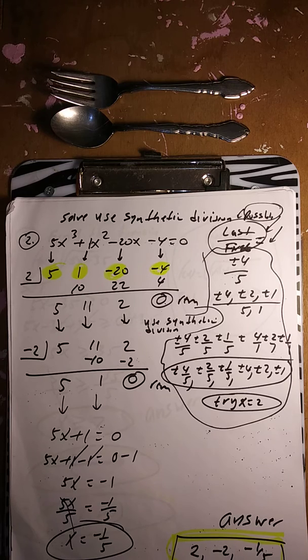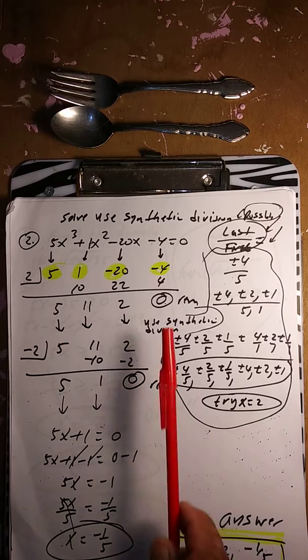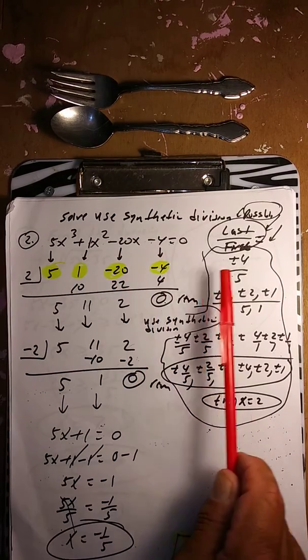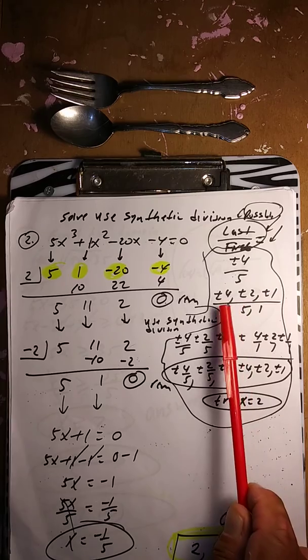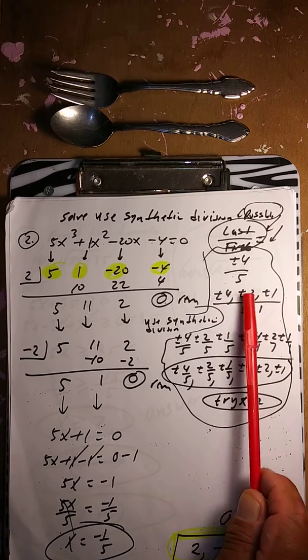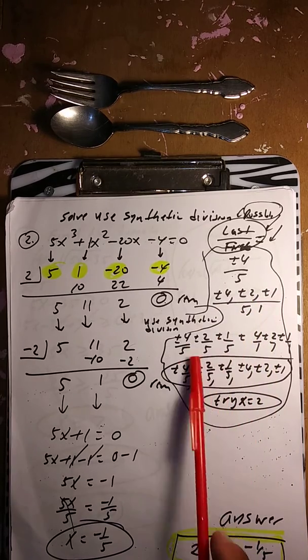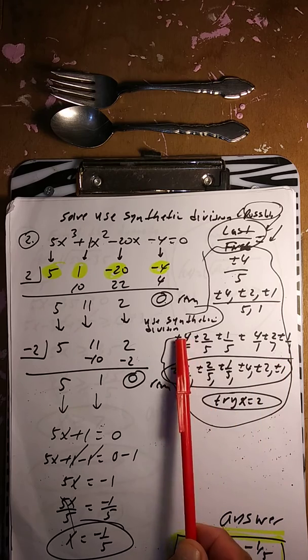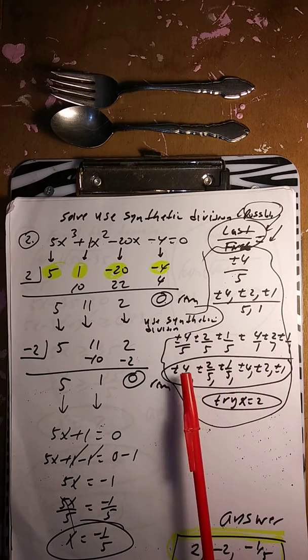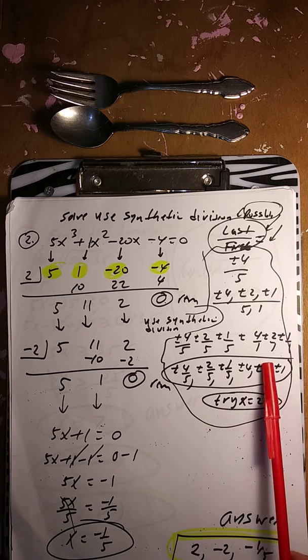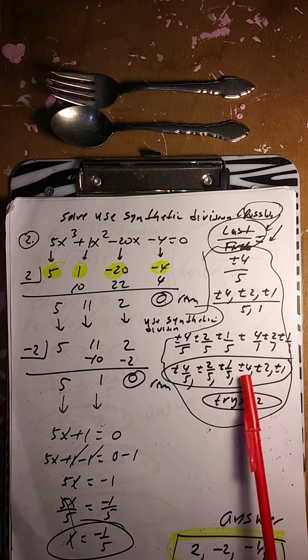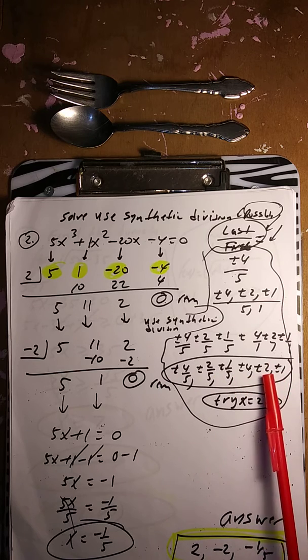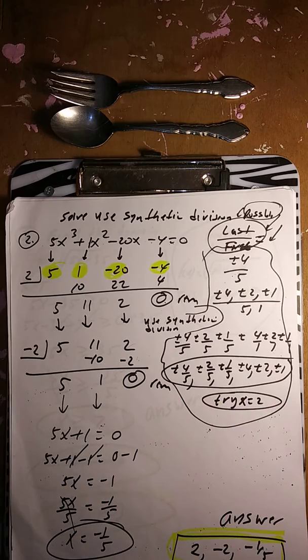Use synthetic division. All right, first thing you need to do, what are the possible numbers? Well, the possible numbers, the last number over the first number: plus or minus 4 over 5, plus or minus 4, plus or minus 2, plus or minus 1, factors there, and 5 and 1, right amongst all these fractions. Then simplify it a little bit if you can. Well, that's it. So I'm going to try the 2 in there, see if it works for synthetic.